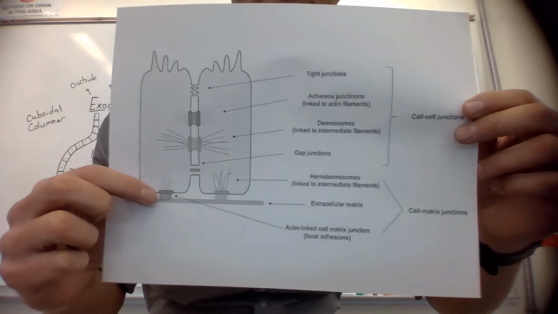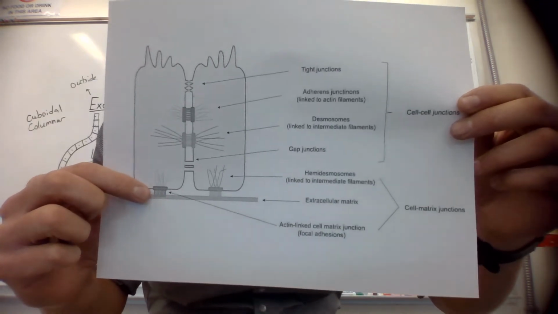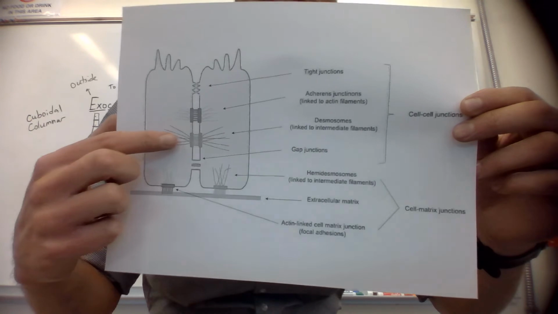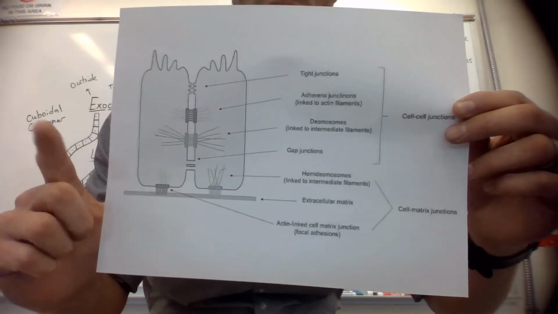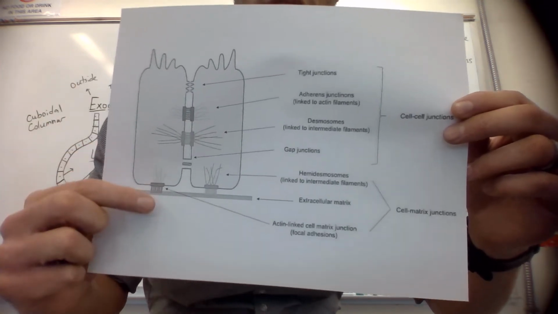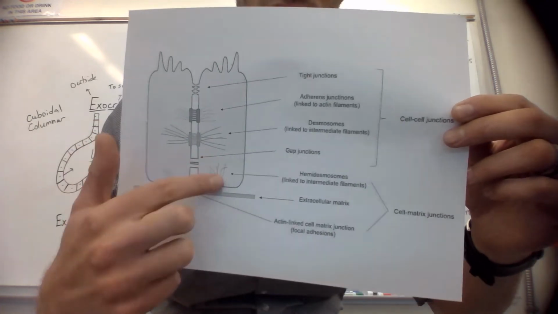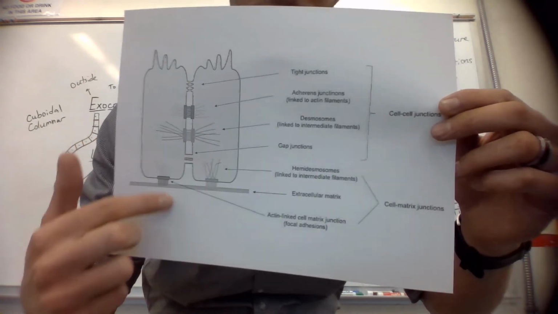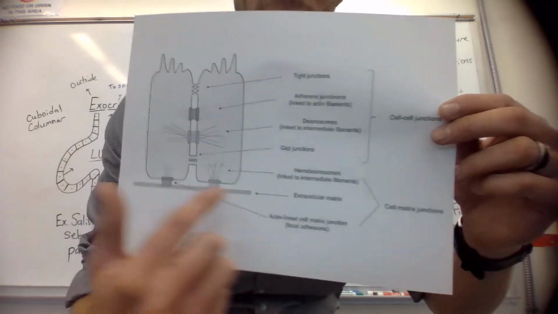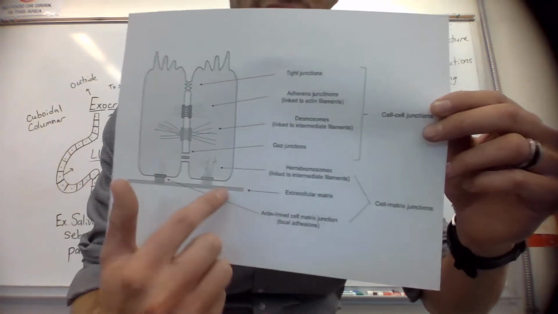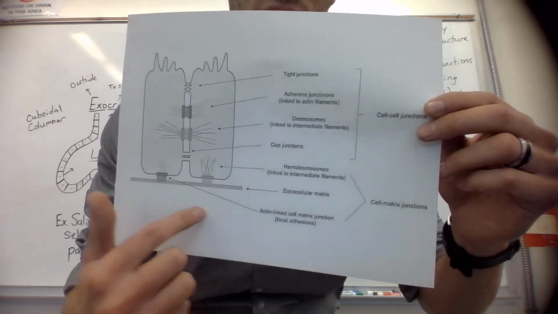Lastly, you've got hemidesmosomes, hemi meaning half. Desmosomes usually connect a cell to a cell, but a hemidesmosome connects a cell to the extracellular matrix. And this is the hemidesmosome. This is an actin-linked one. It's not a desmosome, but I'm only going to talk about the hemidesmosomes on a test. I wouldn't talk to you about this one, so don't worry about that.